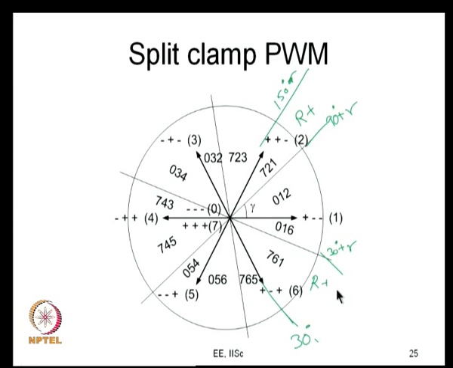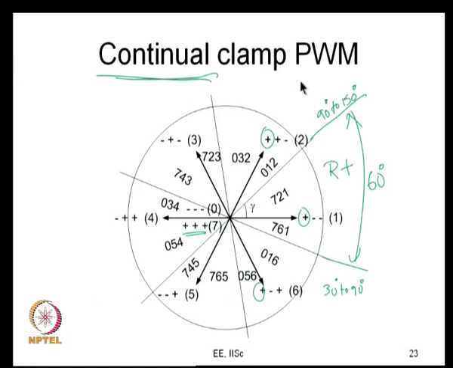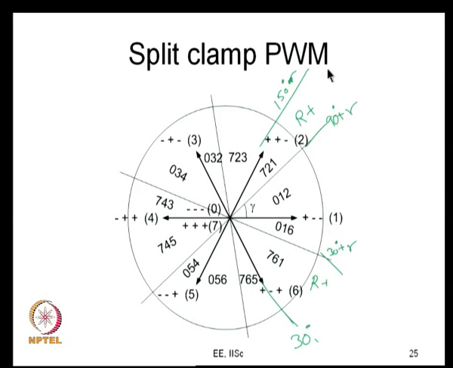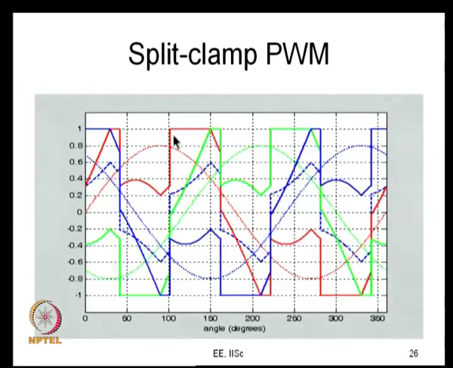This split clamp PWM hasn't been investigated much in the literature, but I would say that this split clamp PWM has better harmonic distortion than this continual clamp PWM. I am just making an assertion here. We'll prove this when we look at the analysis of line current ripple. So right now let us just take it that it's going to be better. All right, then this is how the split clamp PWM signals are going to look like.